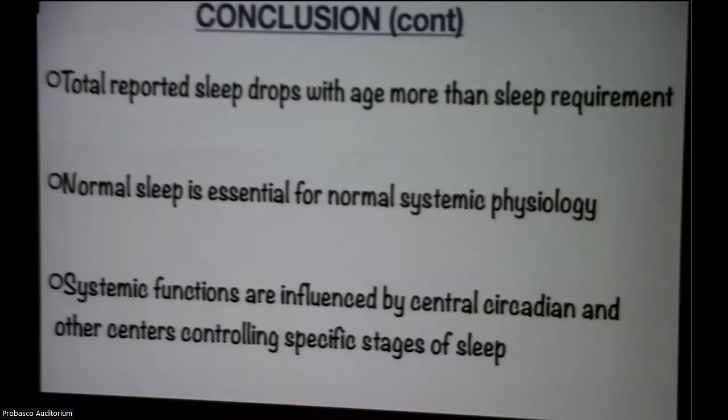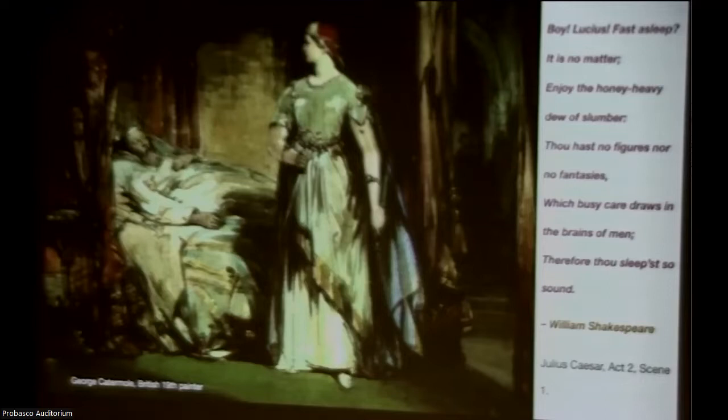Total reported sleep drops with age more than sleep requirement. Normal sleep, as we showed, is essential for normal systemic physiology, and systemic functions are influenced by central circadian and other centers controlling specific stages of sleep. That's all I have. And so, thank you.